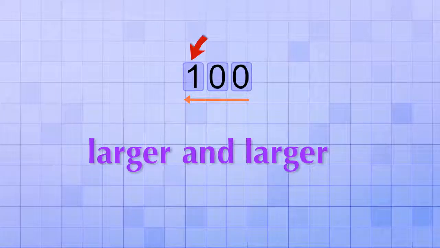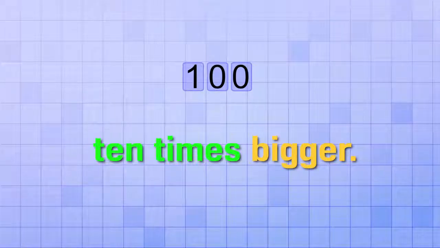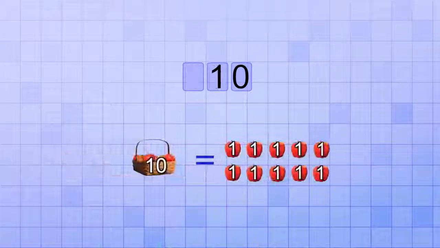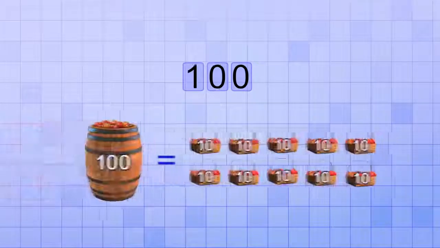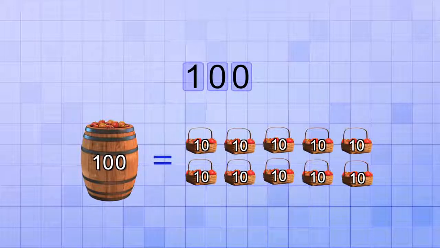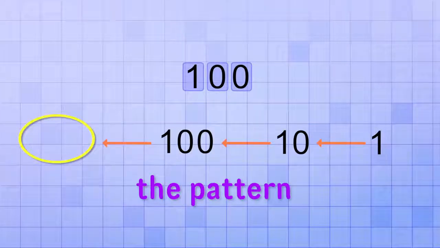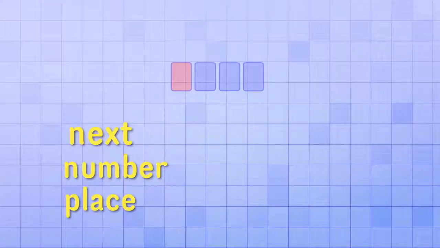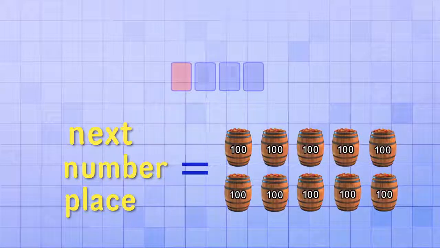And did you also notice that each new number place represents groups that are exactly 10 times bigger than the previous number place? 10 is 10 times bigger than 1, and 100 is 10 times bigger than 10. That's really important because it helps us see the pattern for even bigger number places. It helps us to see that the next number place will count groups of 10 times 100, which is 1,000.